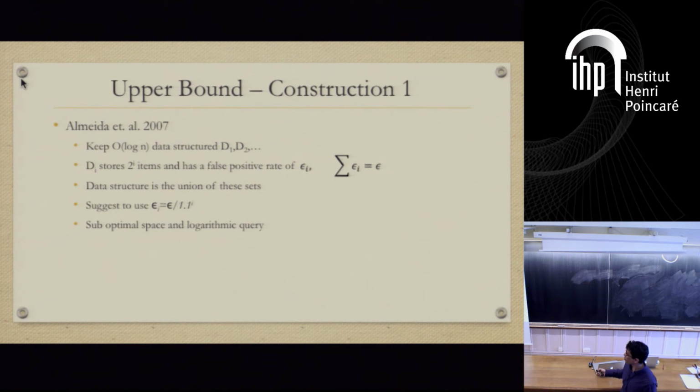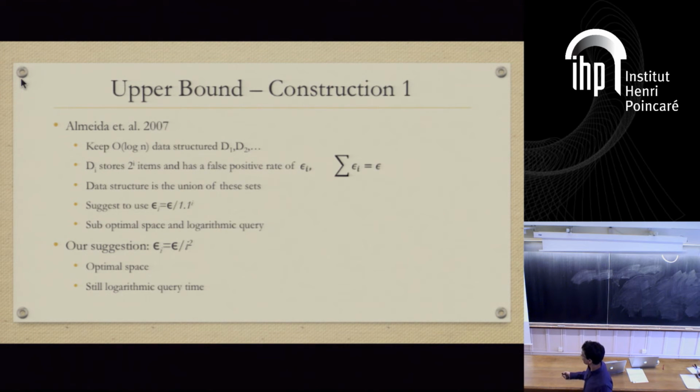And logarithmic query time, because you have to query all of these data structures. So of course, the first quick observation is that if you have the epsilon_i shrink much slower, epsilon divided by i squared, say, times some normalization factor, some scaling factor, then you will get the optimal space. So the fact that just in terms of space, the lower bound is the right answer is very easy. But notice that there is a logarithmic query time. So the natural question is perhaps we do have a space-query time trade-off here.